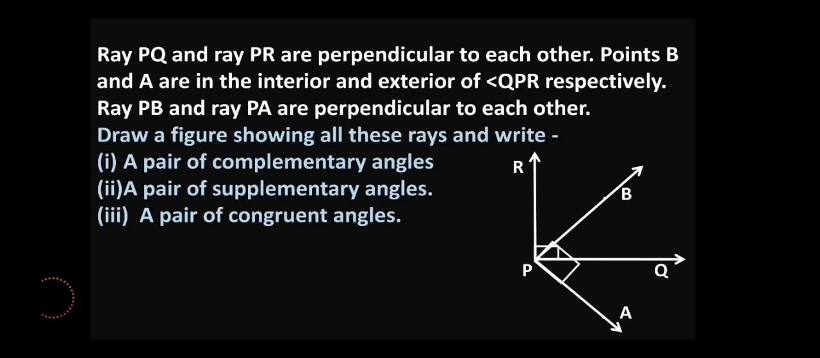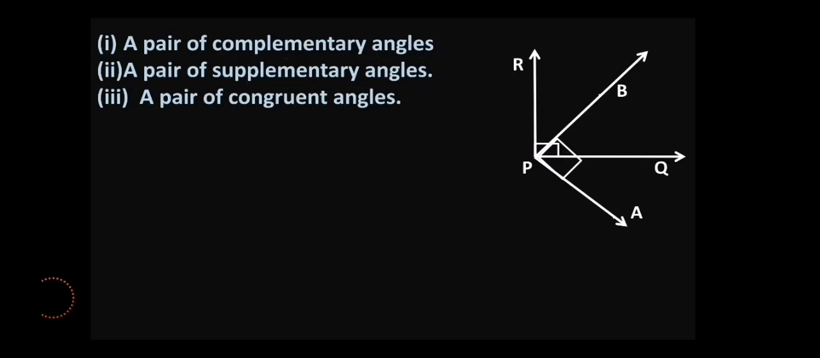Okay, so the question says ahead we need to write a pair of complementary angles, that is two angles making a sum of 90-degree, a pair of supplementary angles, two angles making a sum of 180-degree, and a pair of congruent angles, two angles with the same measures. Okay, so as we have understood the question, let's try to solve it now.